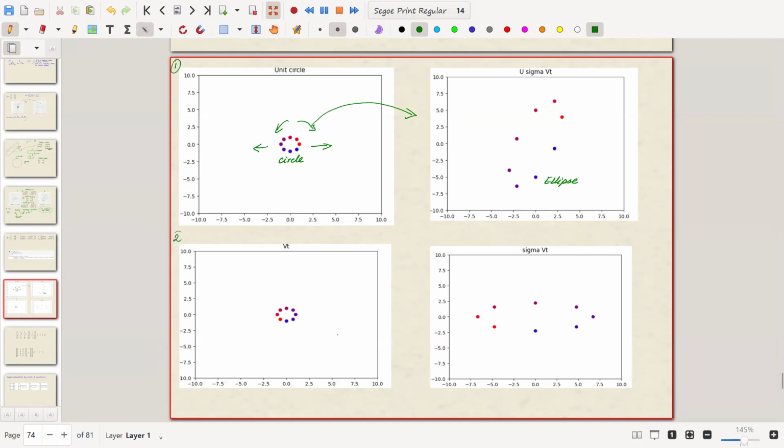This is the second step. This is the third step. And this is the fourth step. Now we want to analyze how you go from 1 to 4. Can you tell me how you go from 1 to 4?